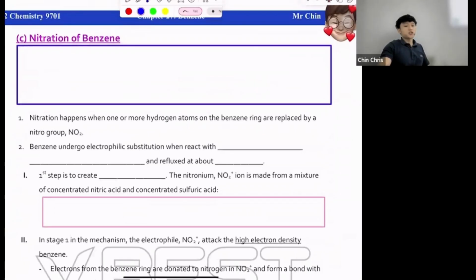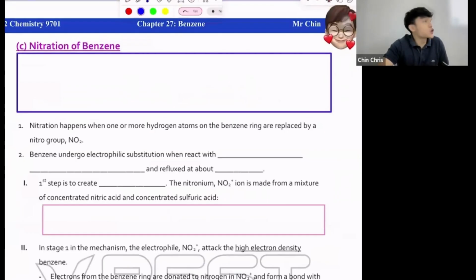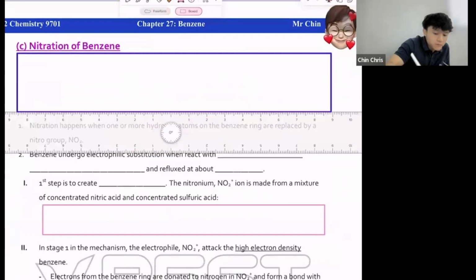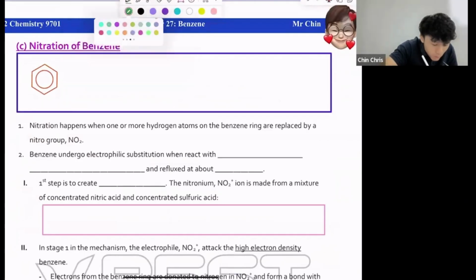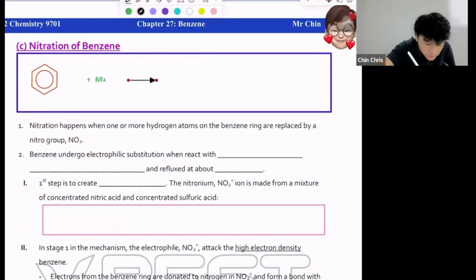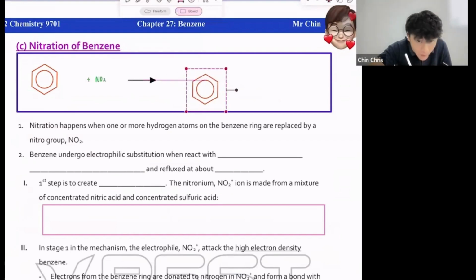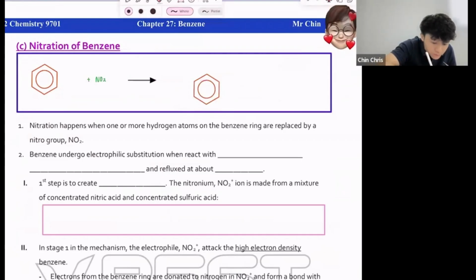Alright guys, next page. Nitration of benzene. Let's go. Alright, what is nitration of benzene? I think of benzene and NO2. Thank you very much. What does it turn into? It turns into nitrobenzene.